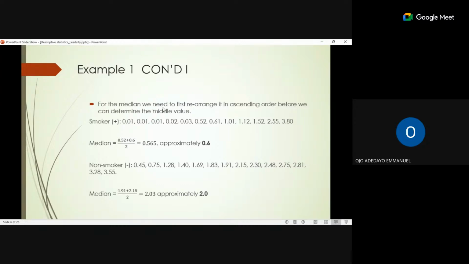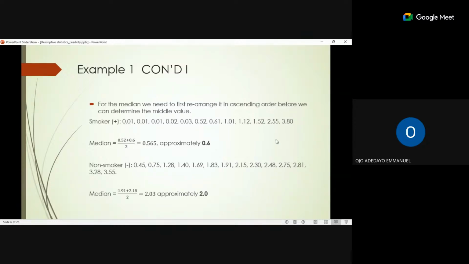So for the median, we need to first rearrange in what? In ascending order or descending order. After that, if you count the values that I have here, 1, 2, 3, 4, 5, 6, 7, 8, 9, 10, 11, 12, it is an even number, not an odd number. So I have 12 here. That means that instead of counting 6, 6, I'm going to count 5 towards my right hand side and 5 towards my left hand side.